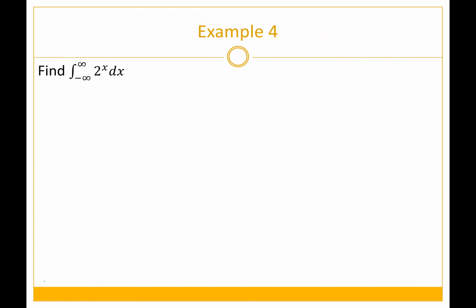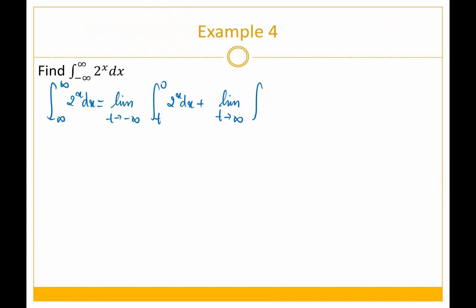So first, very clearly, you can see that this is where your boundaries are related to negative infinity and infinity. So the first thing we're going to do is rewrite it as the limit of t approaching negative infinity from t to 0 of 2 to the x dx, and then the limit of t approaching infinity from 0 to t of 2 to the x dx.